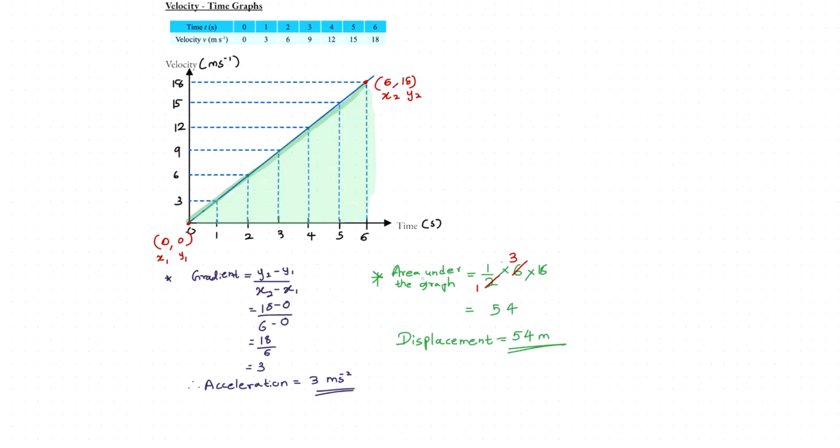Miss, does that mean area means displacement also? Yes, when you calculate the area under the graph, the number you get is the displacement of that motion. Displacement is the distance moved, right? So displacement you can get by calculating the area under the graph.